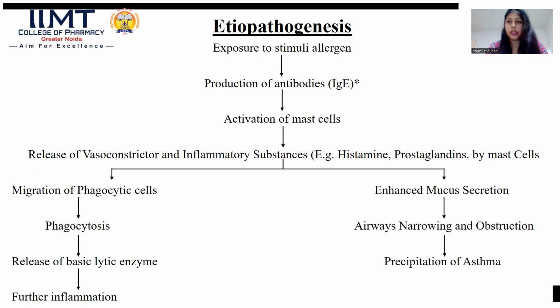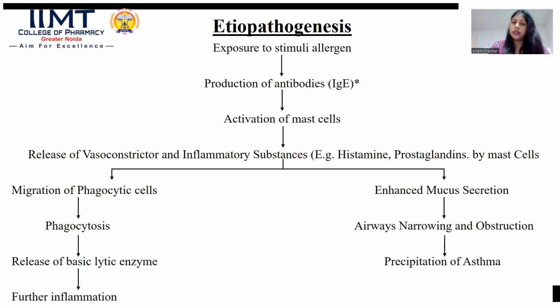Next is etiopathogenesis of that. What is happening here is due to the exposure to stimuli, allergen, right? Production of antibodies will occur, and after that, mast cells will get activated and release vasoconstrictor inflammatory substances like histamine, leukotrienes, prostaglandin, due to which enhanced mucus secretion will occur, airway will get narrow, and obstruction will occur. I have already discussed what obstruction means.